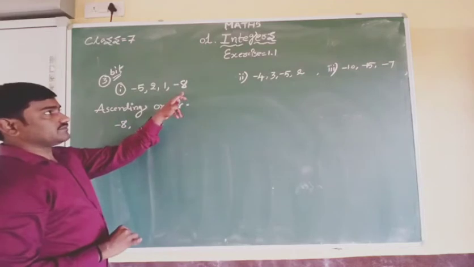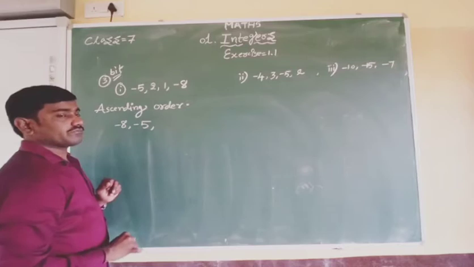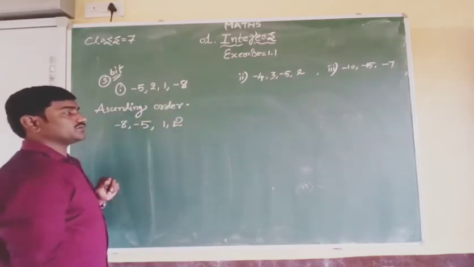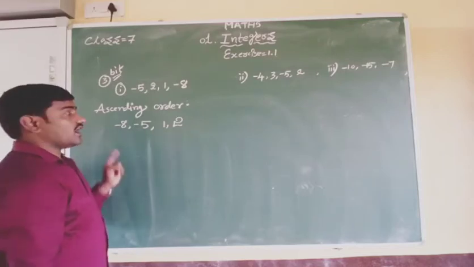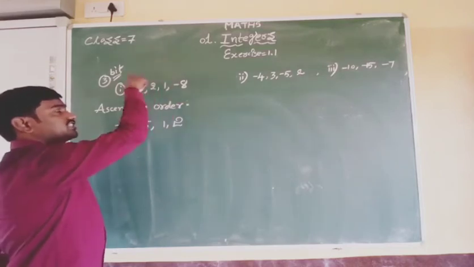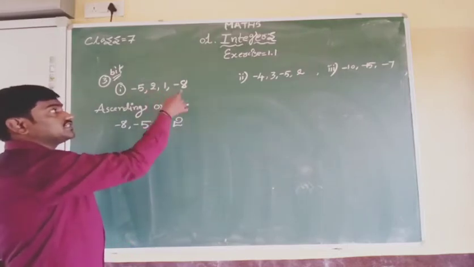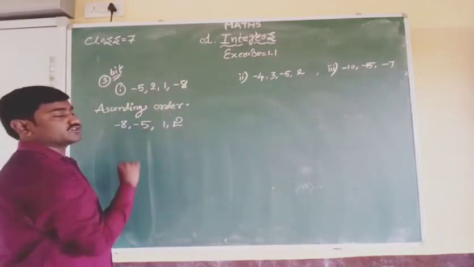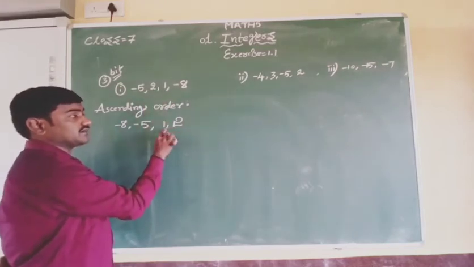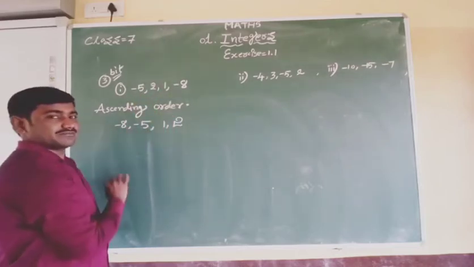After minus 8, it comes the term of minus 5, then plus 1, then after plus 2. Now this arrangement is in ascending order actually. Why? See, minus 8 is the smallest integer in this, as we know that negative integers are always smaller than the positive integers. Here 1 and 2 are positive integers, that means plus numbers. Minus 5 and minus 8 are negative numbers.